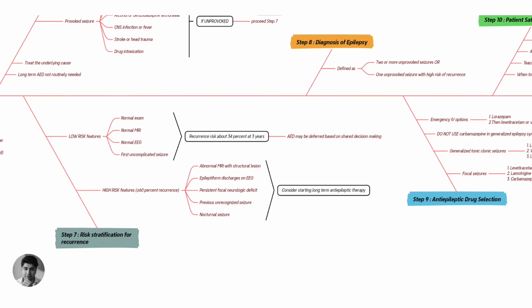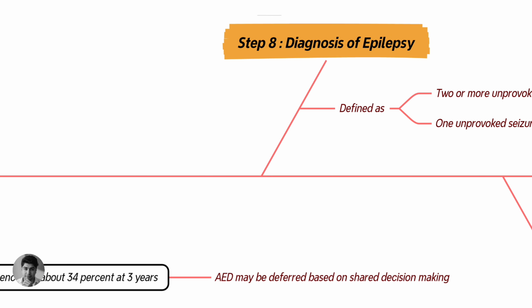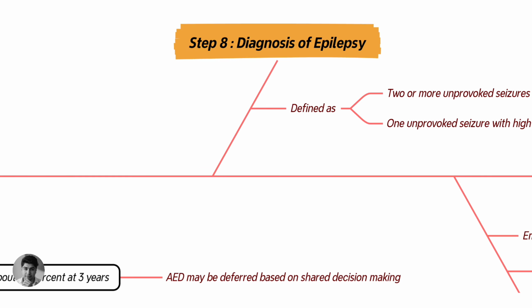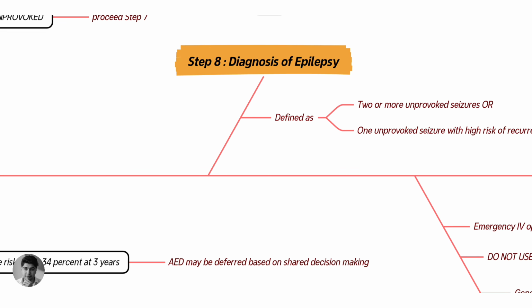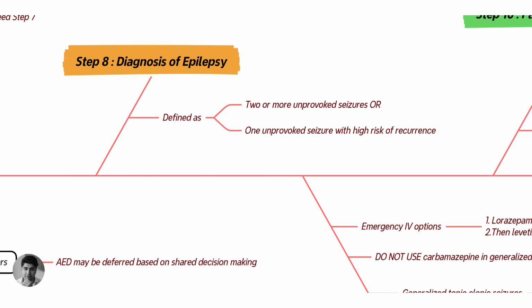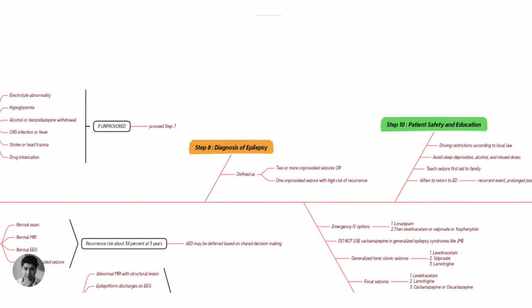Section 8 from the chart: diagnosis of epilepsy. Defined as 2 unprovoked seizures, or 1 unprovoked plus recurrence risk above 60%. His EEG now shows focal epileptiform discharges. That places him in high-risk territory. Meaning he qualifies for therapy even after a single seizure.